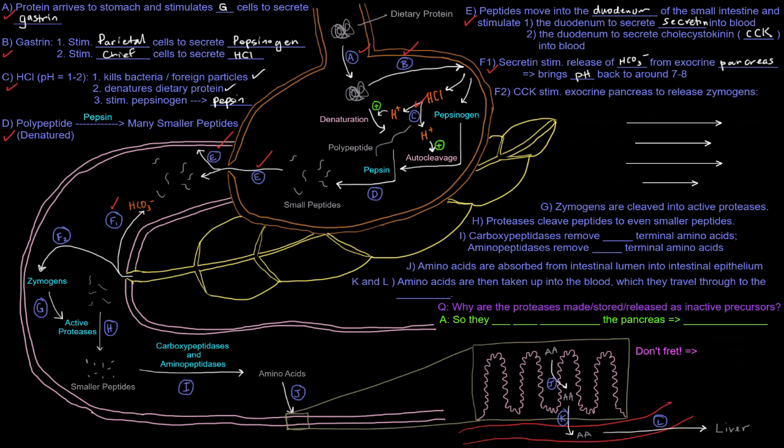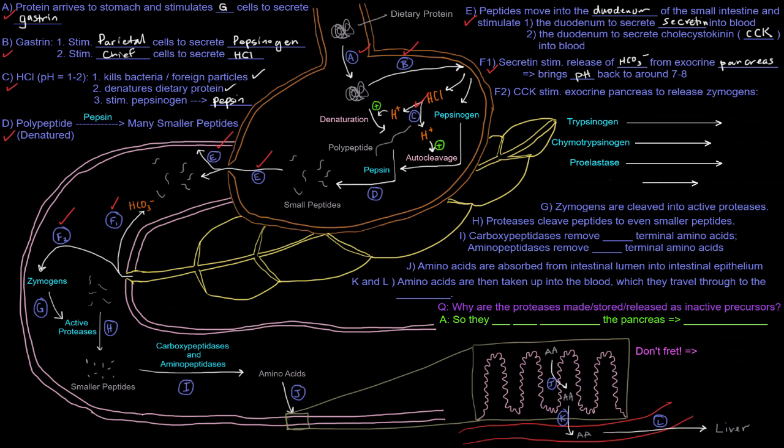So F2 over here, we've got the pancreas dumping the zymogens over here into the small intestine. Okay, so which zymogens are they specifically? One of them is trypsinogen, so it ends in ogen, meaning that it's a zymogen. We've got chymotrypsinogen, again, ends in ogen.